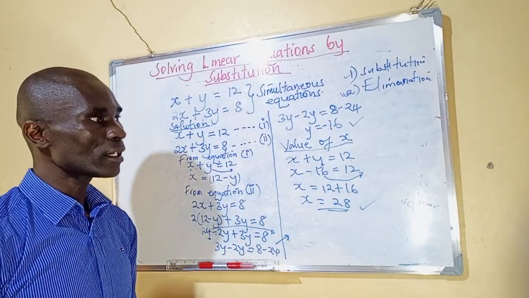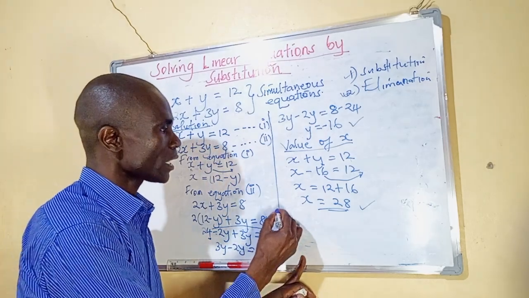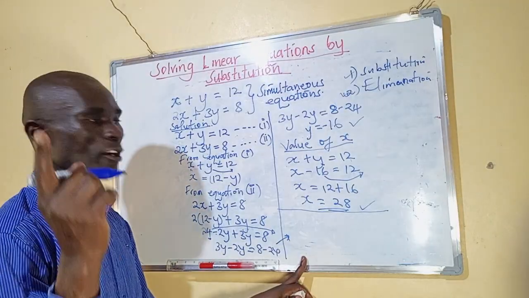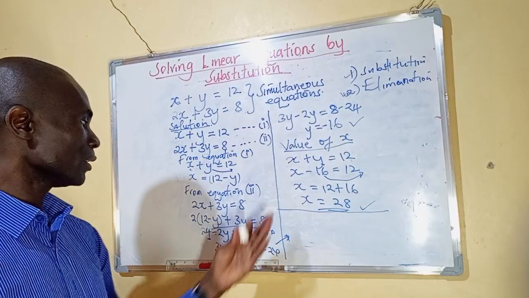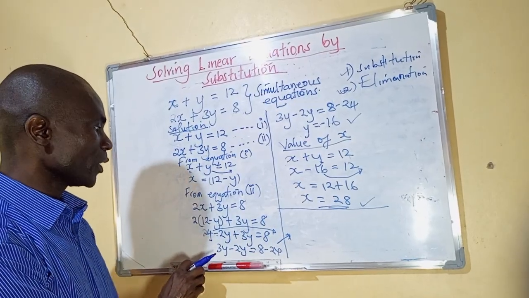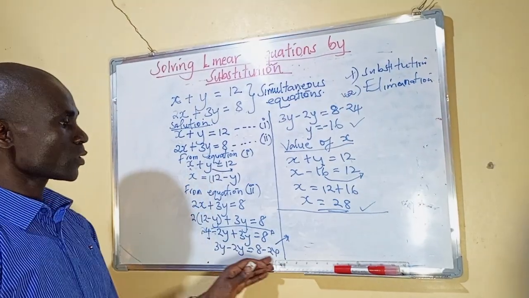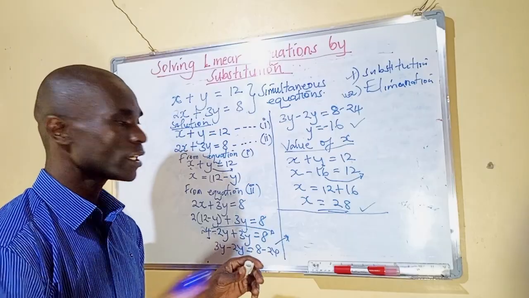So next, you can go ahead and try to work this out on your own and get the correct answer. Remember to get the correct answer by following the steps that are there. Those steps must be followed. If you follow them, you will definitely get the correct answer.